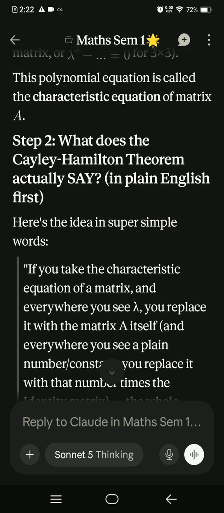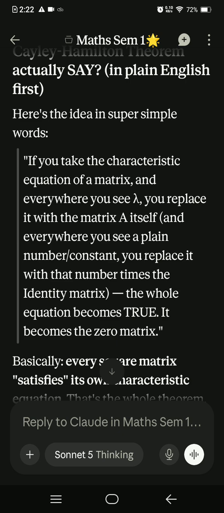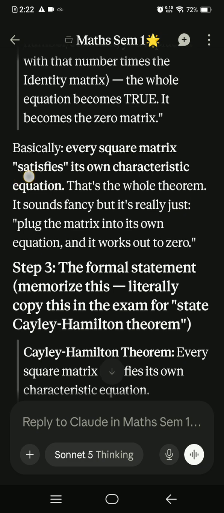Now step 2, what does the Cayley-Hamilton theorem actually say in plain English? Here is the idea in super simple words. If you take the characteristic equation of a matrix and everywhere you see lambda, you replace it with the matrix A itself, and everywhere you see a plain number or constant, you replace it with that number times the identity matrix, then the whole equation becomes true. It becomes the zero matrix. So basically every square matrix satisfies its own characteristic equation. That's the whole theorem. It sounds fancy, but it's really just plug the matrix into its own equation and it works out to be zero.